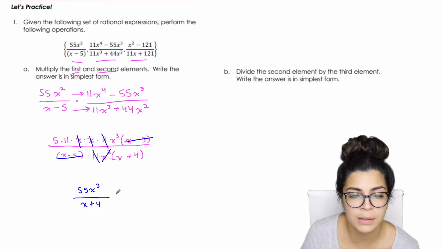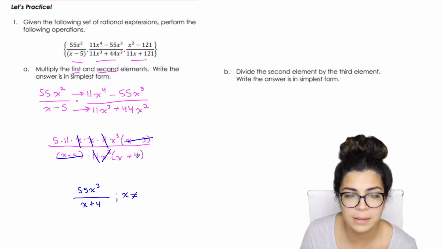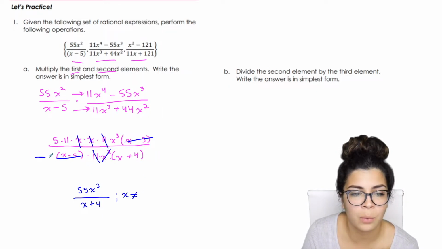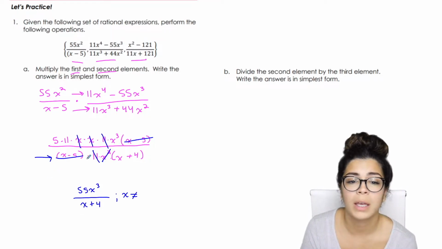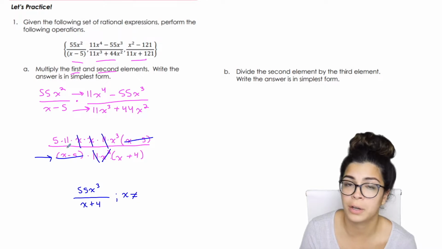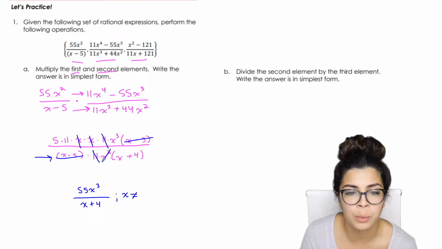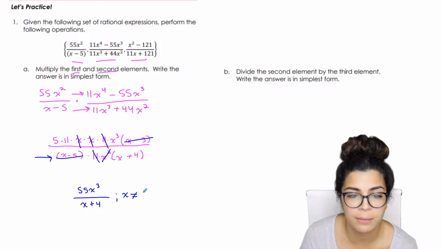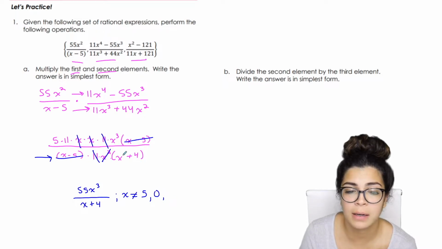Now, along with that answer, I need to write my excluded values, right? What can x not equal? Well, before I canceled stuff out, I want to figure out what would make this denominator 0. And you always want to find your excluded values in the equation that you had before you started canceling things out. The denominator cannot equal 0. So that means that x cannot be 5, x cannot be 0, and x cannot be negative 4.